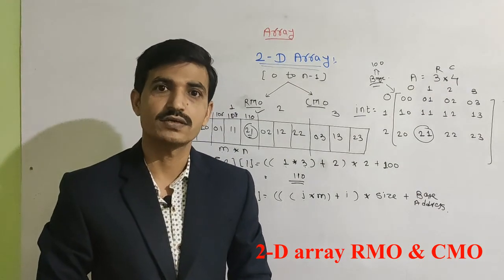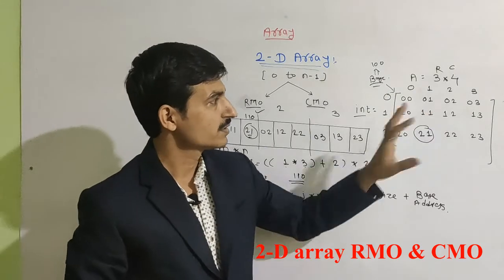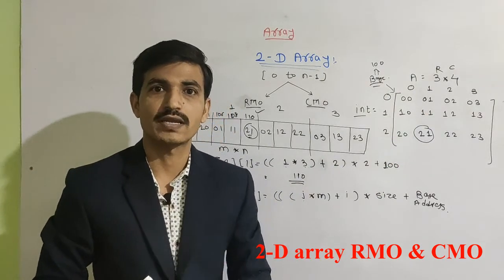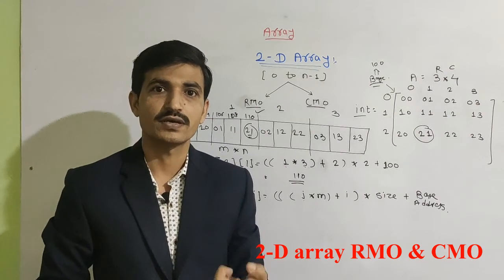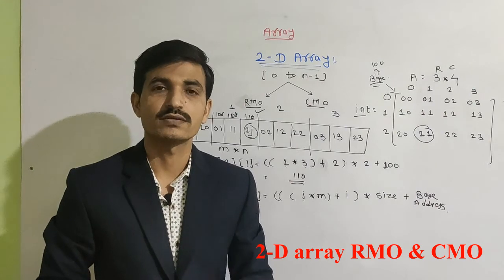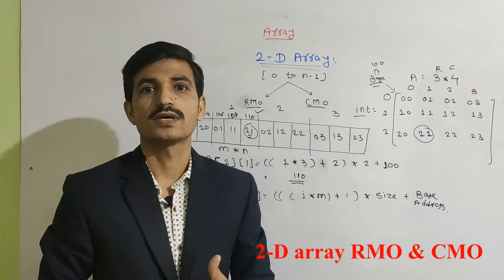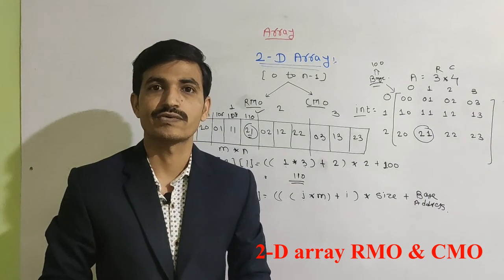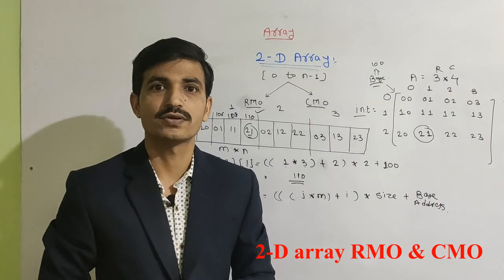Hope you understand how to calculate the column major order using any particular 2-dimensional array. First of all convert it into 1-dimensional, and then check the number of rows and number of columns it has to visit, and then write it in terms of a formula. So this is all about the row major and the column major order.